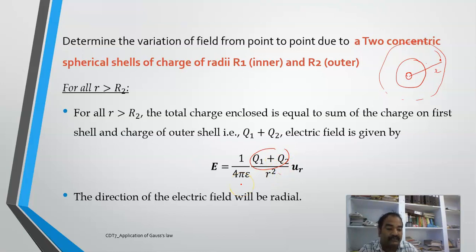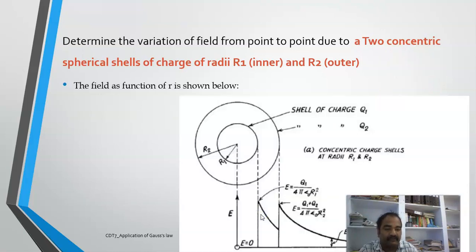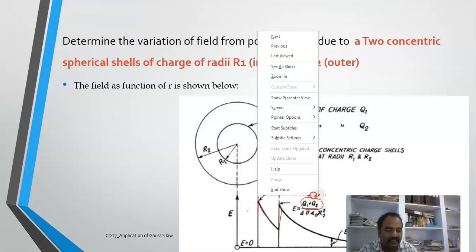So, now how will these fields be? See, from here to the inner shell, the field will be 0. On this surface, the field will be maximum. And if you go beyond this, it will be decreasing. Again, if I reach this point, again it will be maximum because here I will be getting Q1 plus Q2, an addition of charge is there. Even though this value is decreasing, R2 is greater than R1, right?